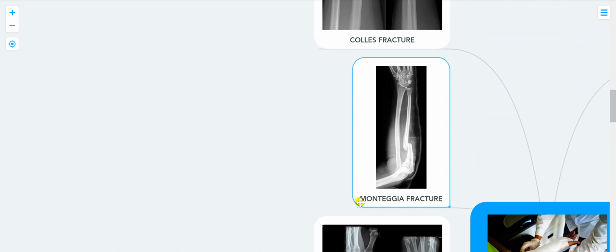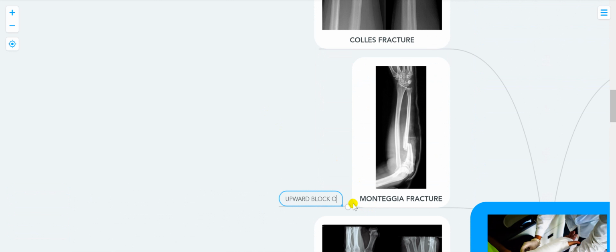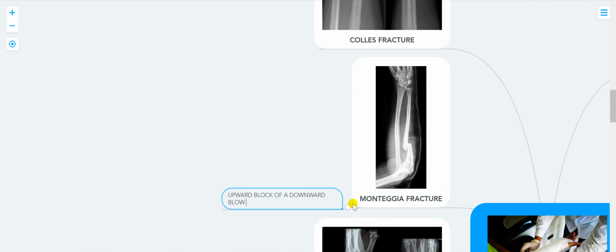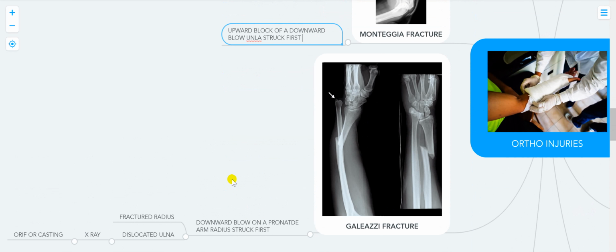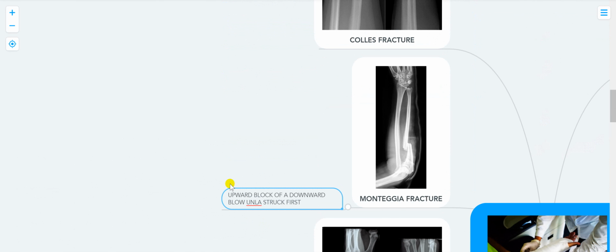Now we talk about Monteggia fracture. Monteggia fracture is actually upward block of a downward blow. So the ulna is struck first. So this one is a ulnar fracture, Monteggia. The Galeazzi, it's a radius fracture. Okay, so how do you manage Monteggia fracture?